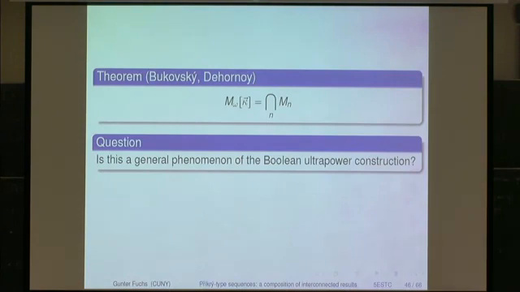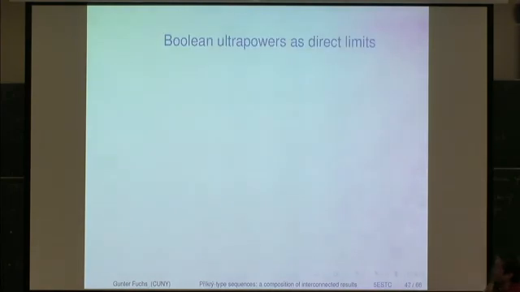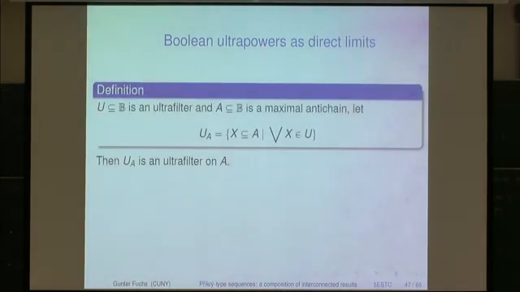And so the question that arises when you look at it from the angle of Boolean ultrapowers is whether this is maybe a phenomenon that holds in general for Boolean ultrapowers. The left-hand side, M omega of kappa, can be described, of course, as V^B mod U, right? So the question is, what should go on the right-hand side? Here, the point is that you can describe Boolean ultrapowers as direct limits of certain systems of embeddings, and they work as follows. If you take a maximal anti-chain A in B, then you can define an ultrafilter on the power set of A by taking all the subsets of A whose supremum is in U. Okay, so this is just an ultrafilter on a set now.